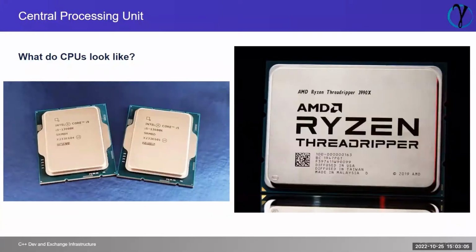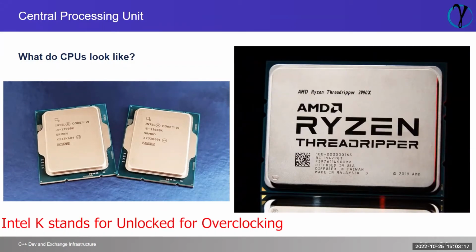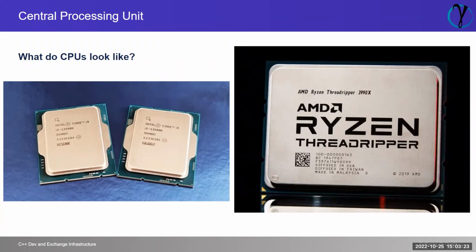So here's what CPUs look like. These are actually pretty new CPUs. You can see the information of the CPUs on them. This is an i9 and i5 Intel chip, 13th gen. The K I think stands for it's able to overclock. I don't remember. And then here's a Ryzen Threadripper. You don't see the size, but I'm sure the Threadripper is roughly 1.5 times the size of these CPUs. It's actually pretty big.